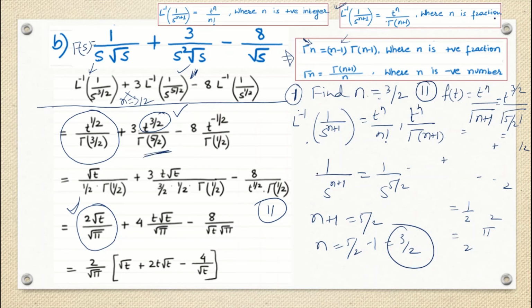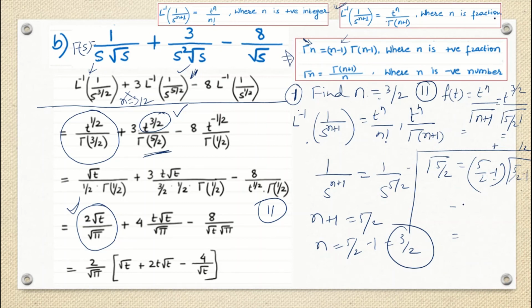And the second step we are following is I have to solve this gamma 5 by 2. So if my gamma is 5 by 2, again we have to see which formula I have to use. 5 by 2 is again a positive fraction. So again this first formula only we are going to use. So gamma 5 by 2 will give me how much? It is nothing but n minus 1, so 5 by 2 minus 1, and then gamma n minus 1. So gamma 5 by 2 is nothing but 3 by 2 gamma 3 by 2.